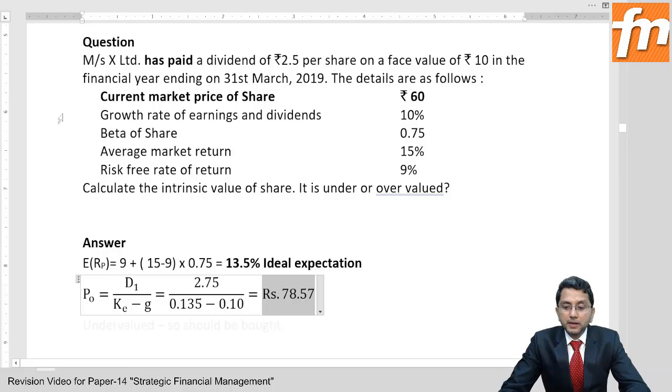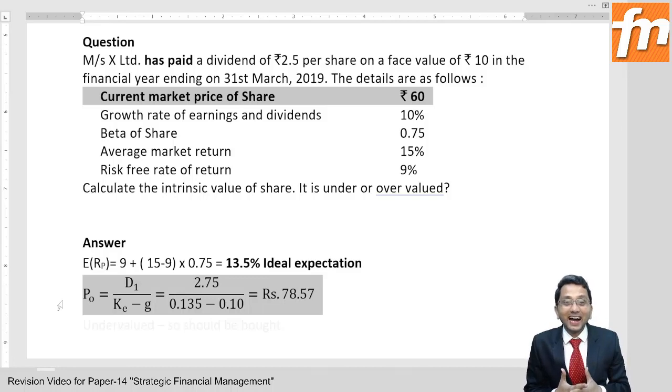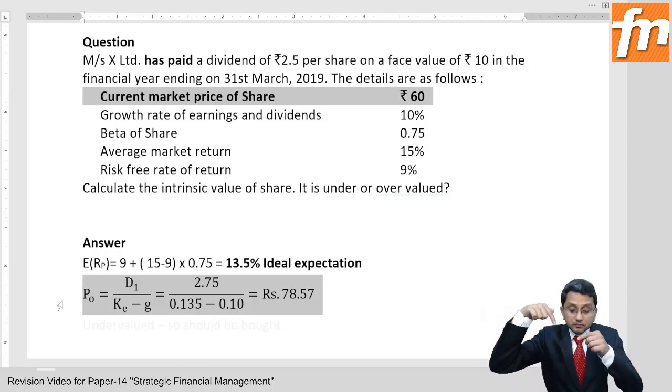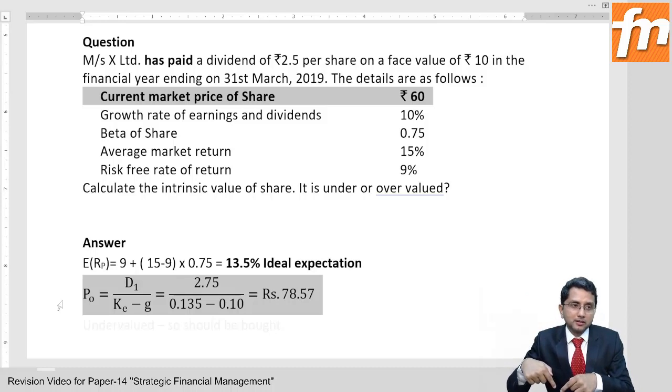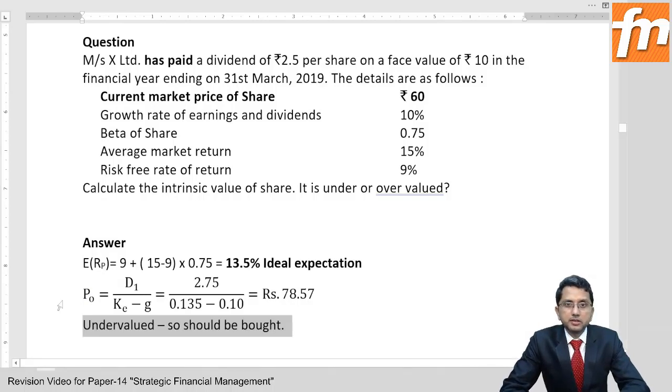While the actual price of this share is just 60. Now here you need not think about value equal to performance upon expectation. Here the value itself is given for comparison. Ideal value is 78 rupees. Actually it is available in the market only for 60 rupees. Ideal is 78.75. Actually in the market it is available at 60. And that's why this is undervalued. And for any undervalued security, your recommendation should be buy it. It is available at a cheaper rate. So don't miss the opportunity. Simply go and buy it.